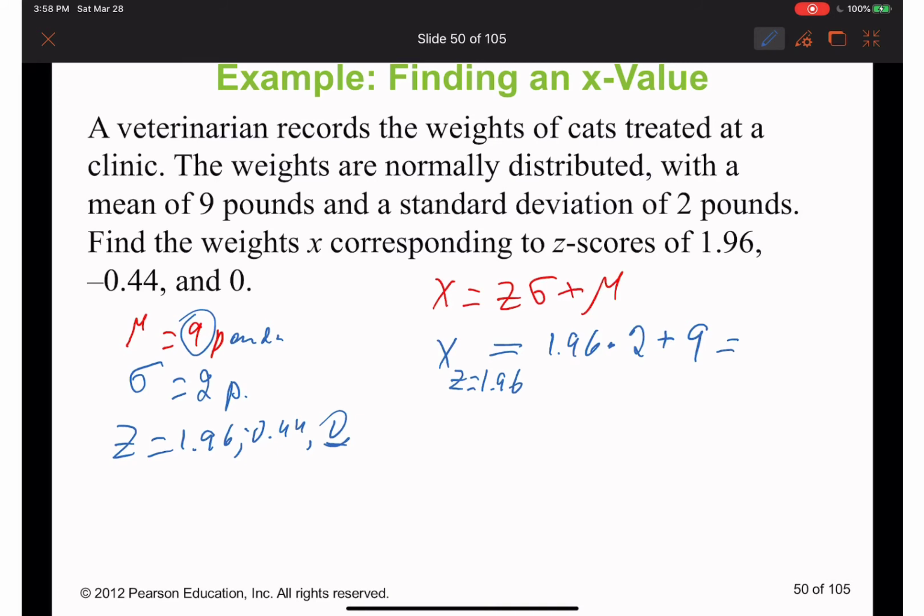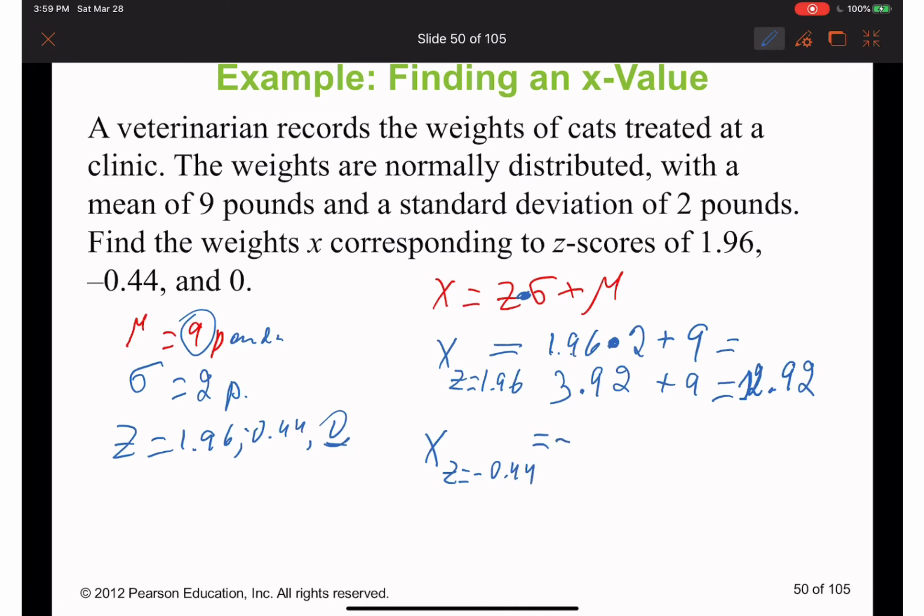Well, okay, 2 times 6 is 12. 2 times 9 is 18, and 1, 19. 2 times 1 is 2, and 1, 392. And 392 plus 9. This is not a point, guys. This is multiplied, because z-score times sigma. Don't get confused. So we will get 12.92.